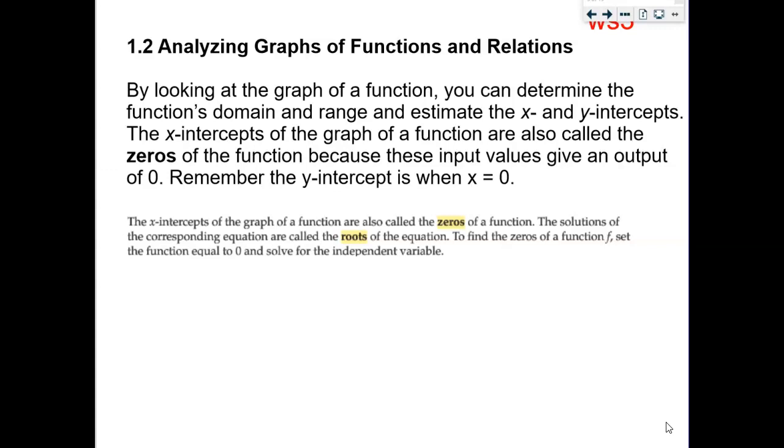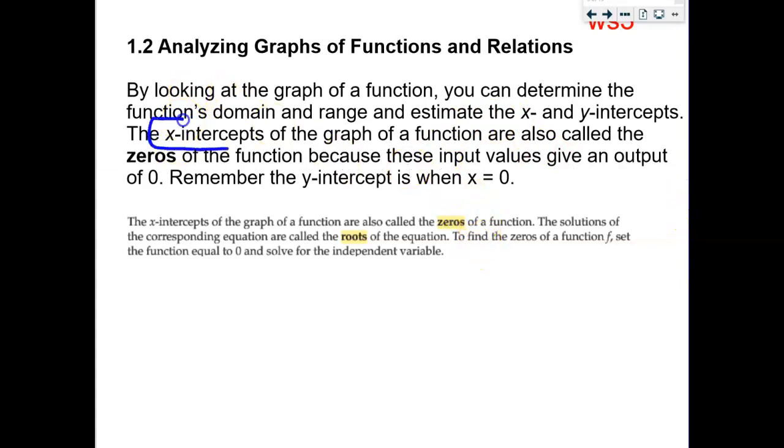So when you're looking at a function, you can determine the domain and range and estimate all these things. But you're going to have to use some other techniques if you want to get exact answers, which is we're going to talk about the difference between those two things today. Estimation's great when it's called for, but sometimes I just want the actual answer. So big difference here, guys, between an X-intercept and a Y-intercept.